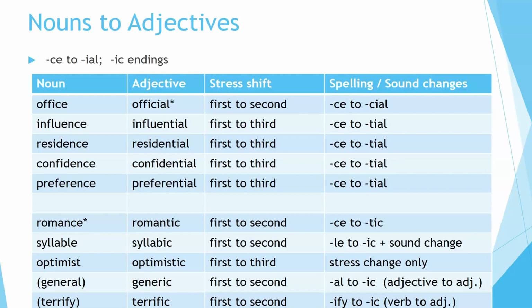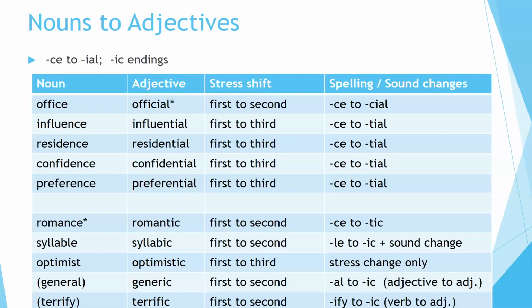Look at the first one, romance, romantic. Notice that this ends in a CE. And this is similar to the words above, where the CE is changed to T before adding the ending, romantic. So it goes from the first syllable to the second syllable in stress. CE to TIC. Romance, romantic.